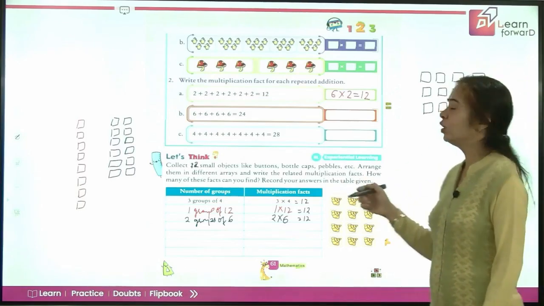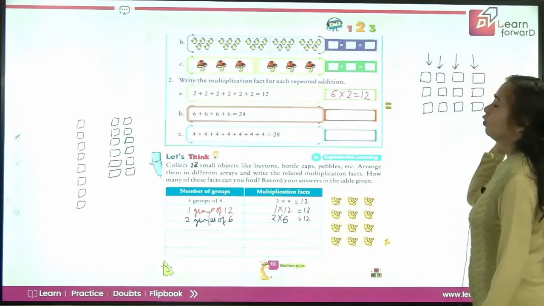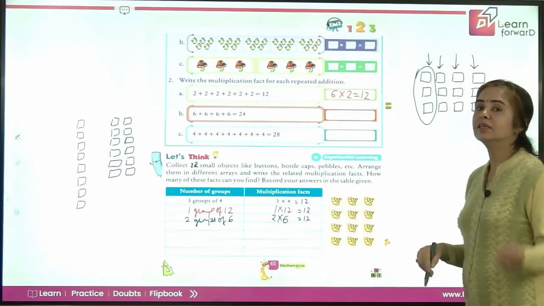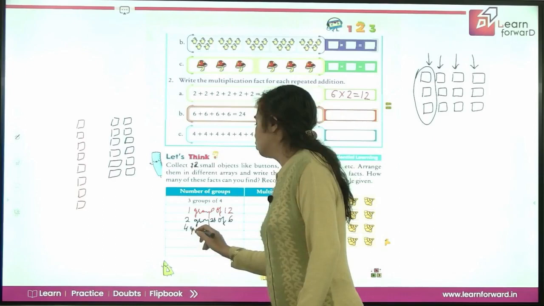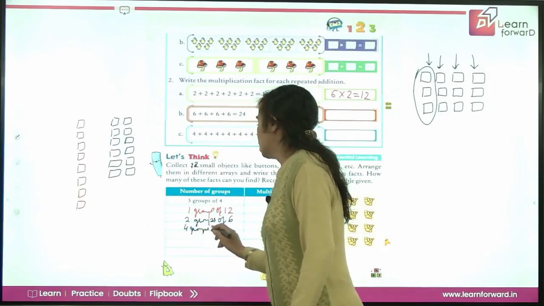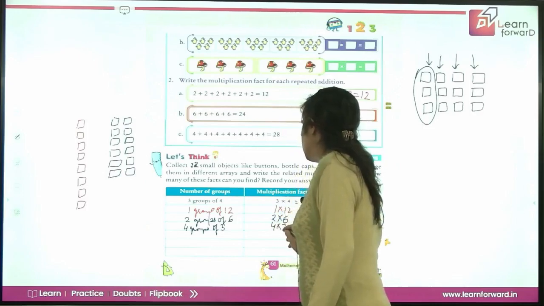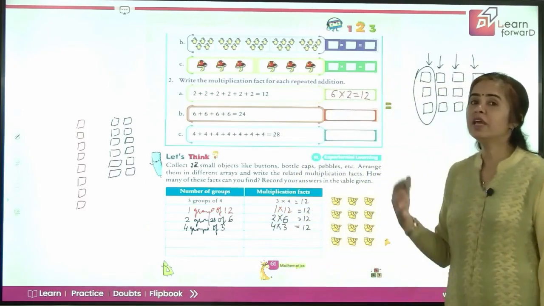Am I done with 12 now? Yes. So what do you see? How many columns do I have here? This is 4 groups of how many squares? 3 squares. So now you will write it 4 groups of 3. What do you get? 4 times 3, and again it is equal to 12. So we can have more arrangements.